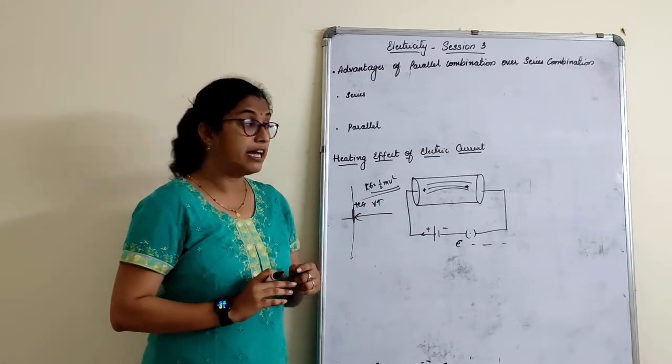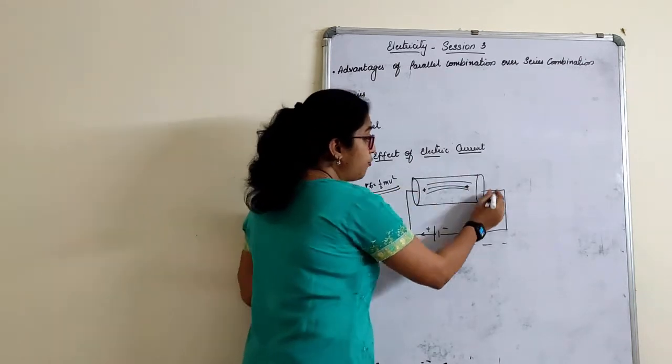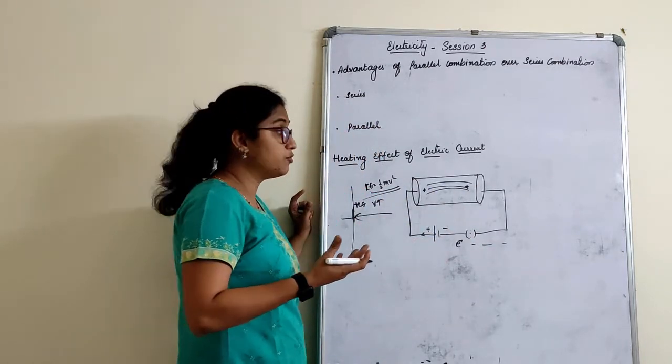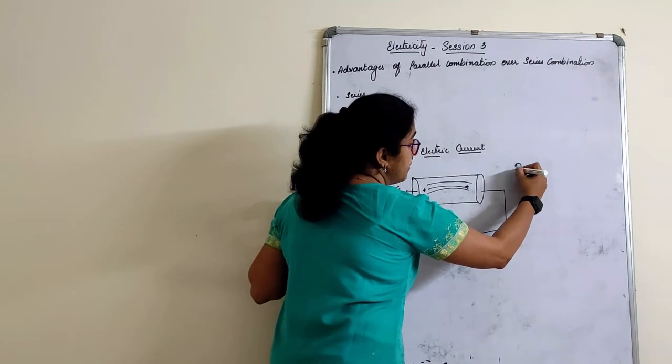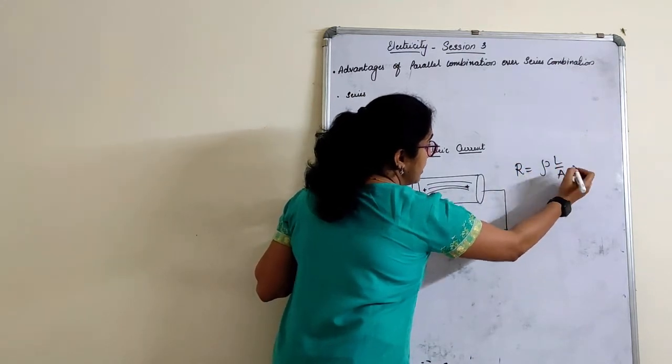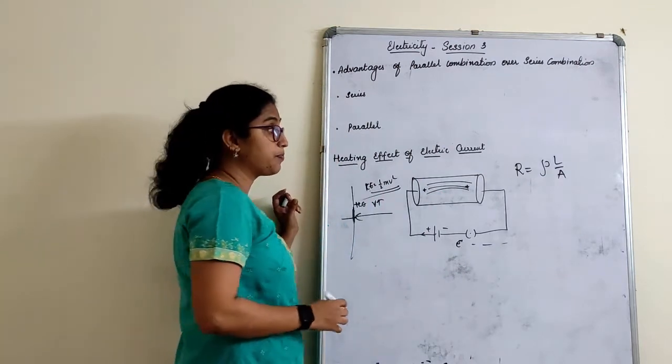Now here also, if I want to generate more and more heat, what do I have to do here? For example, resistance is directly proportional to length and inversely proportional to area.